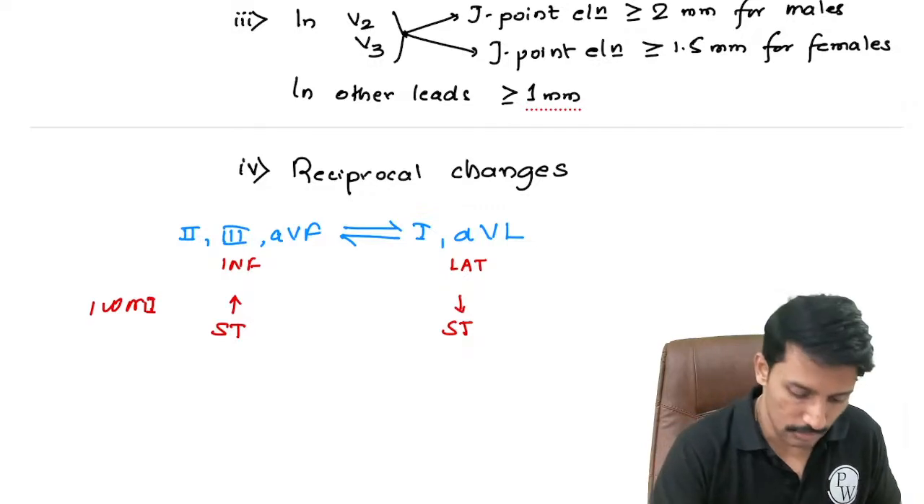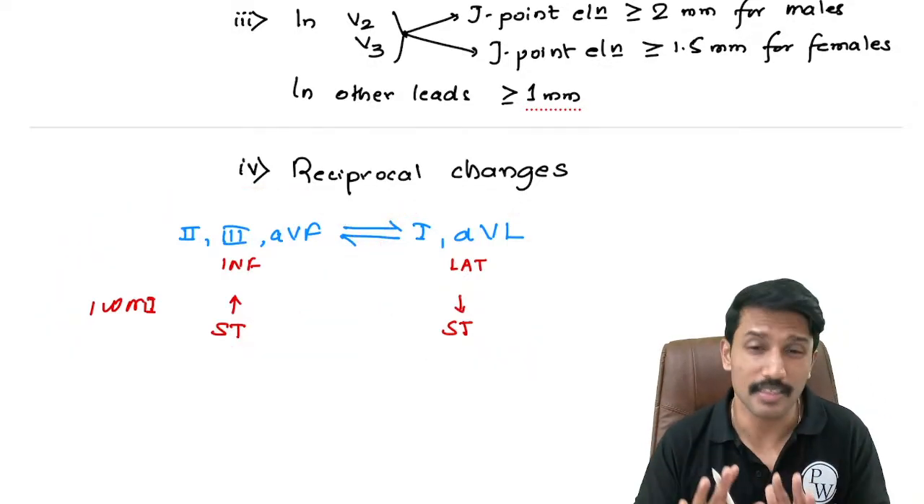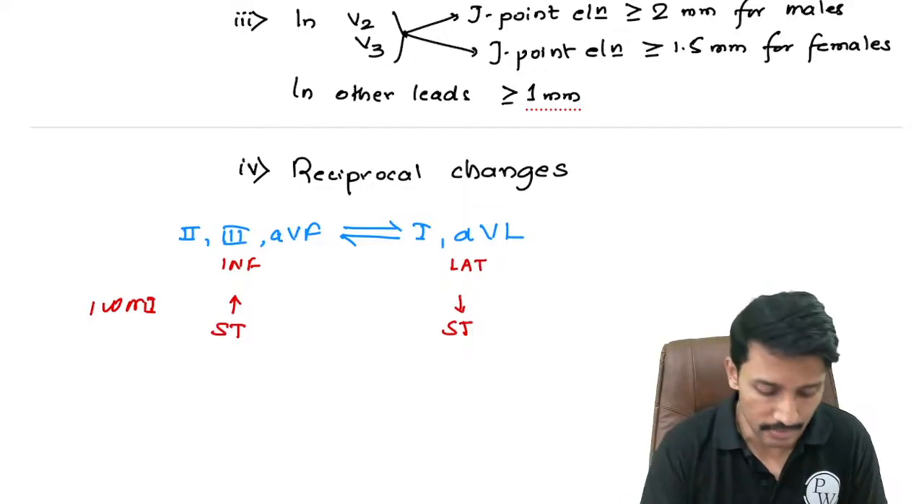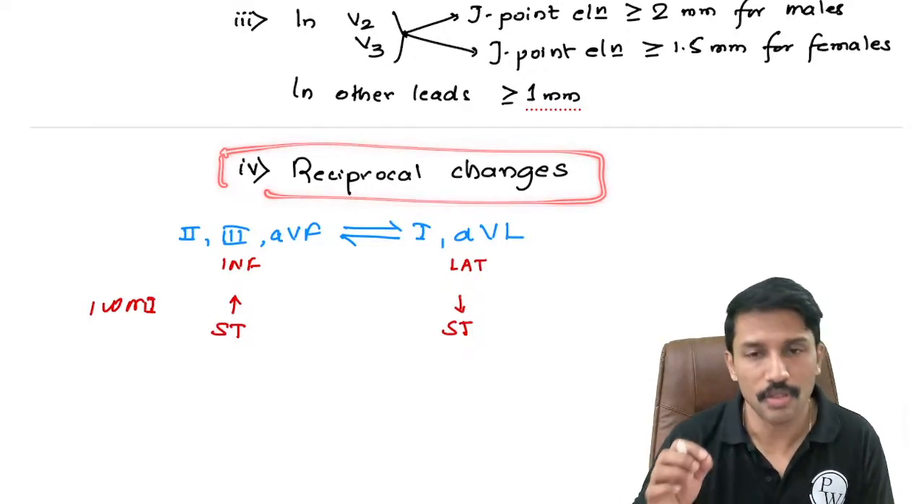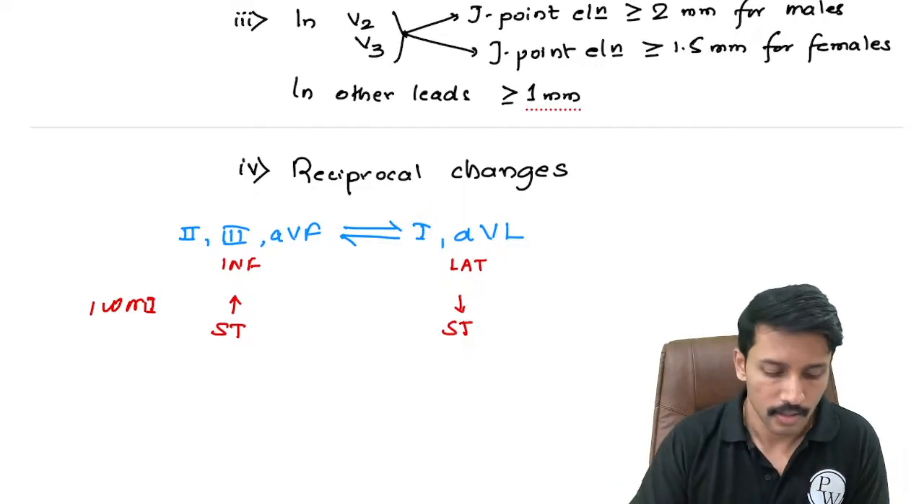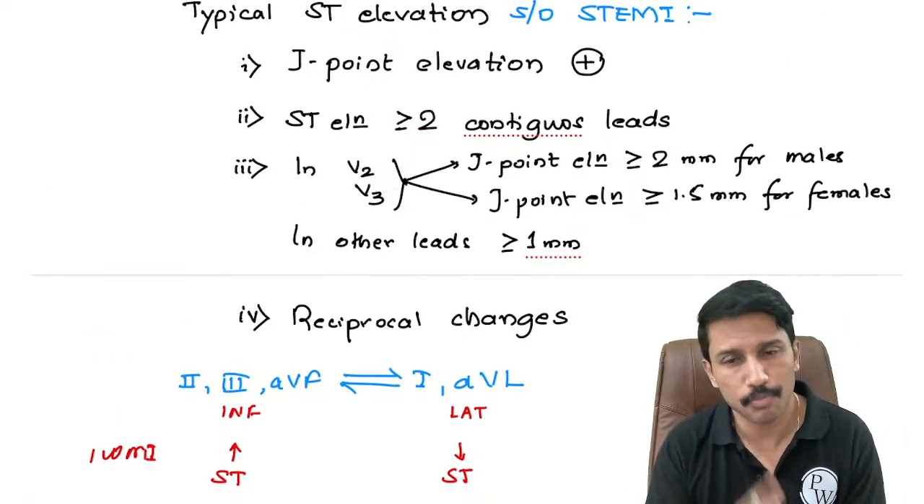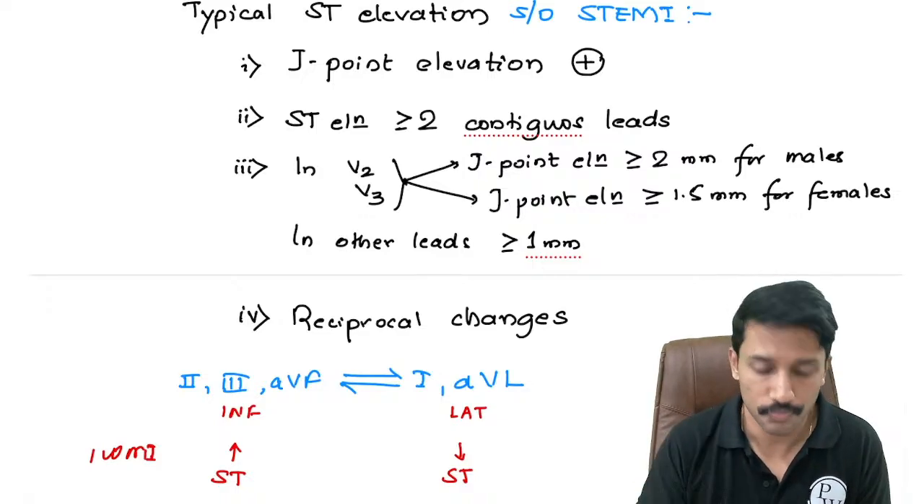If I get ST elevation in these leads, but I do not get ST depression in the reciprocal leads, then it is not a case of STEMI. And presence of reciprocal changes on the ECG is the surest sign of ST elevation MI. The other findings can be mimicked by various other conditions, but if you get reciprocal changes on the ECG, it is the surest sign of MI.